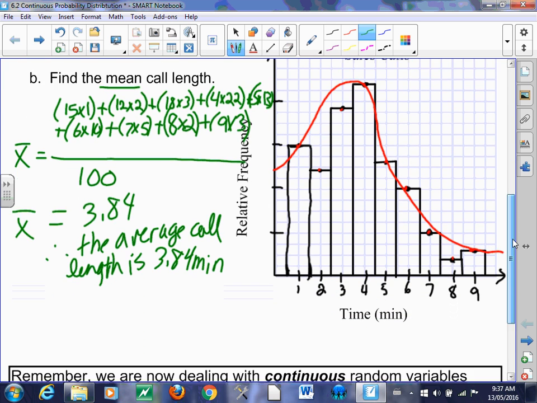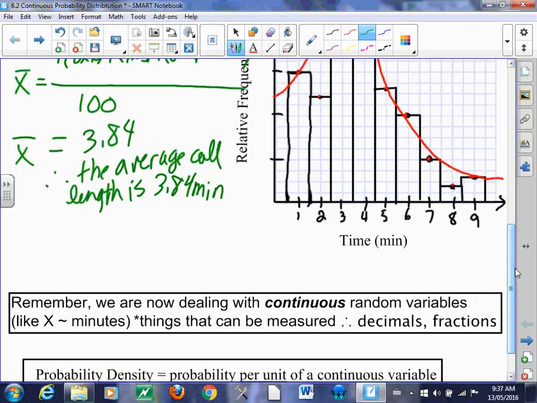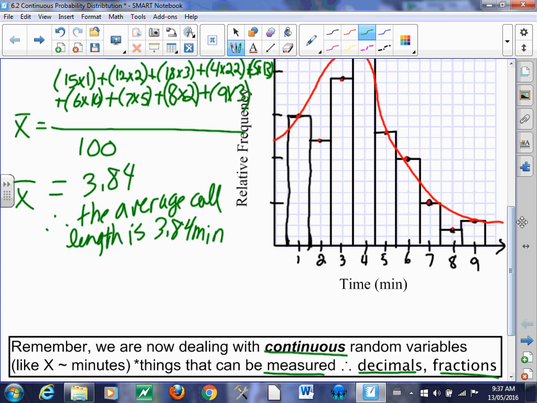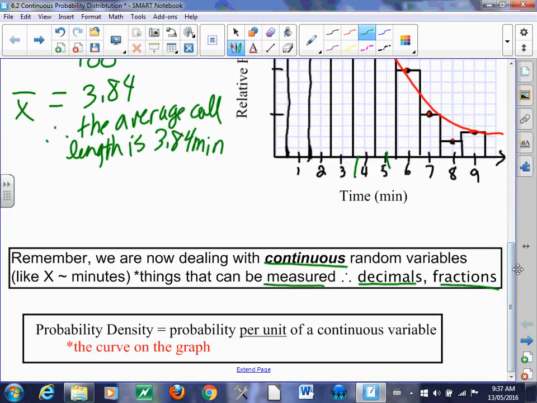All right. So here's again what we want to do. Remember, we are now dealing with continuous random variables, like number of minutes in this case. It's things that can get measured. So we have decimals or fractions as part of our answers. Okay, what does that mean? That means a call can last 3 minutes and 45 seconds or 5 minutes and 2 seconds, because it's measured.